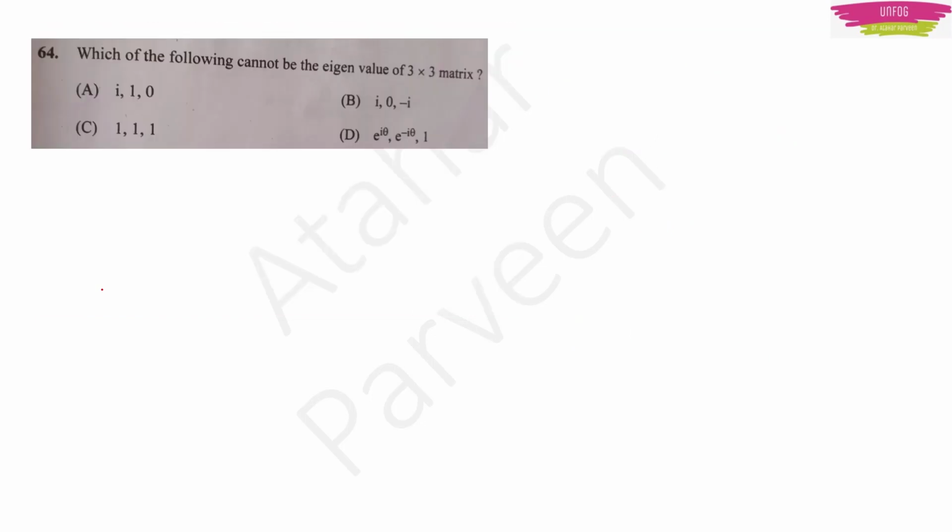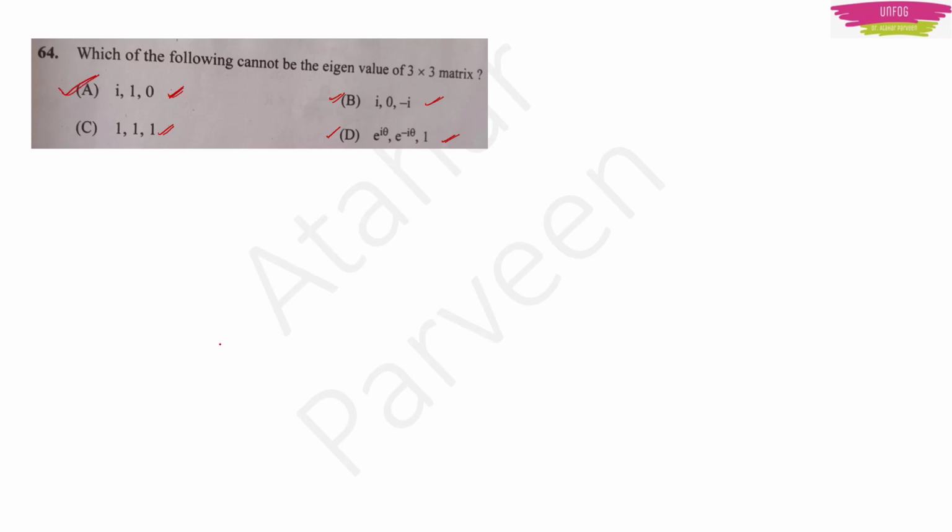Next question. Which of the following cannot be the eigenvalue of a 3 into 3 matrix? We have to see the 4 options very carefully. Here there is a complex number i. Here also i is there, and here also i is there. Here it is not there. But for sure a matrix can have eigenvalues 1, 1, 1, right? Why shouldn't it? And they can have this also and this also. They can't have this, i, 1 and 0. So option A is the right answer.